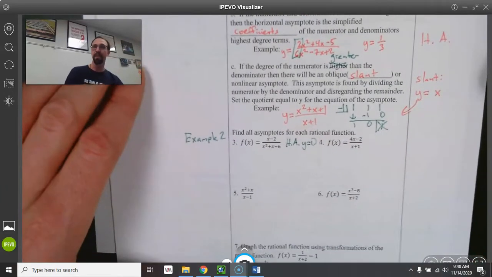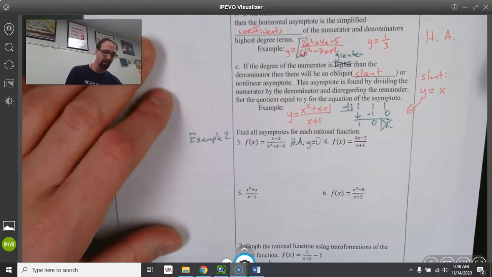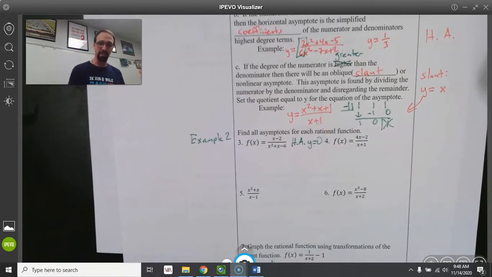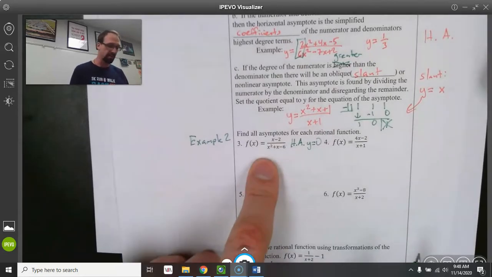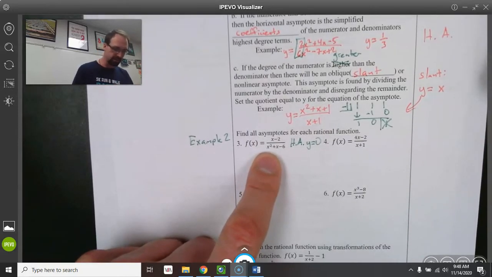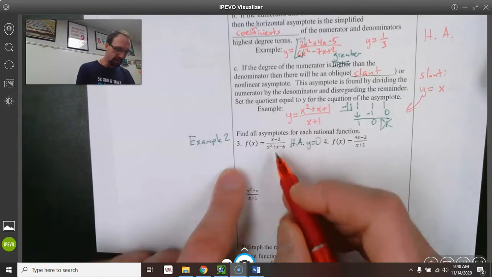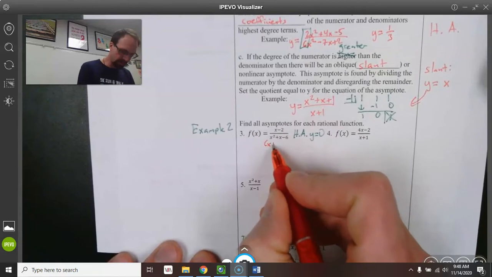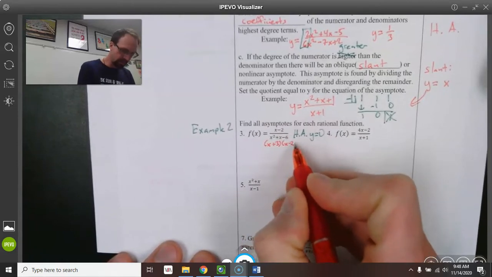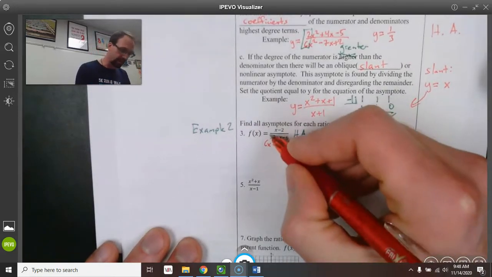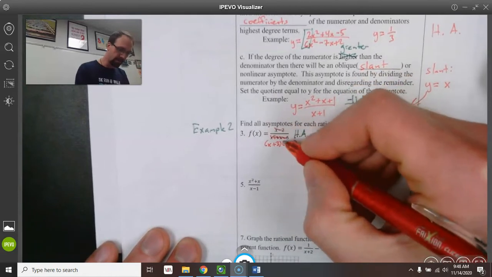For this particular one, however, it says find all asymptotes, so I also need to find the vertical asymptotes. Remember, we find the vertical asymptotes by setting the denominator equal to 0. We factor the denominator and the numerator, and see if we have anything that can factor out. In this particular case, if I factor out my denominator, that's going to give me x plus 3 and x minus 2. So if I have x plus 3 and x minus 2, then that means I can cancel out this one and this one.